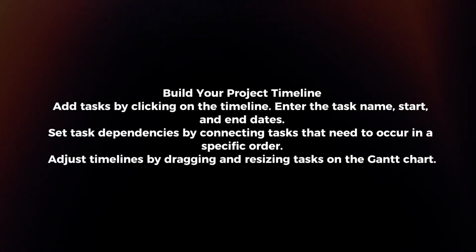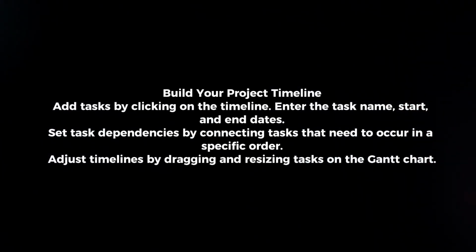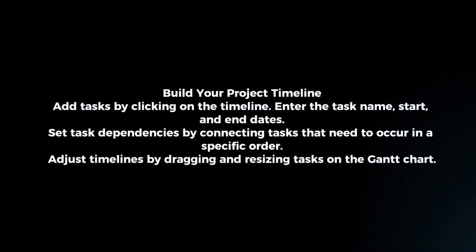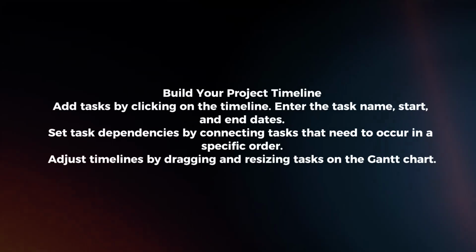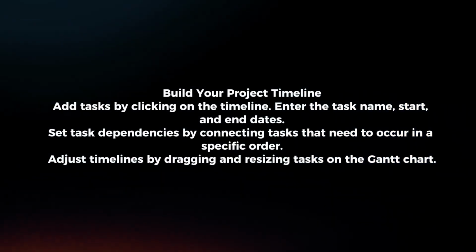Build your project timeline. Add tasks by clicking on the timeline. Enter the task name, start and end dates. Set task dependencies by connecting tasks that need to occur in a specific order. Adjust timelines by dragging and resizing tasks on the Gantt chart.